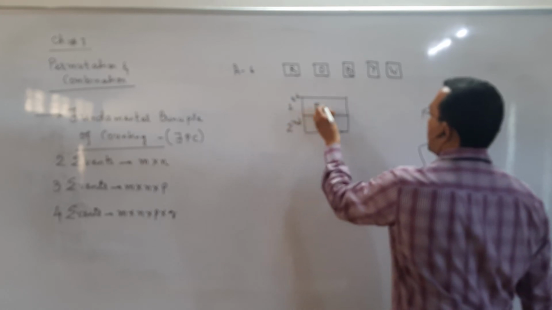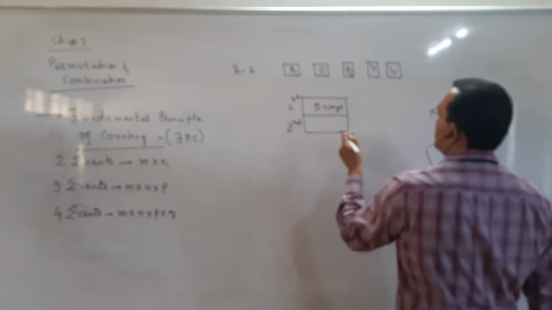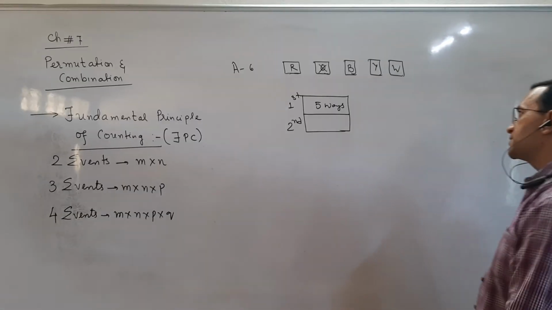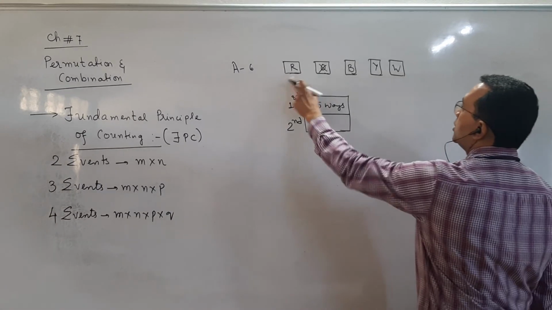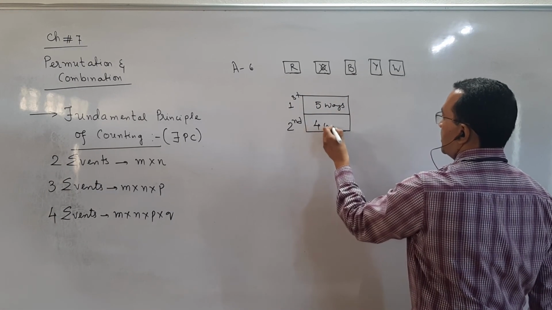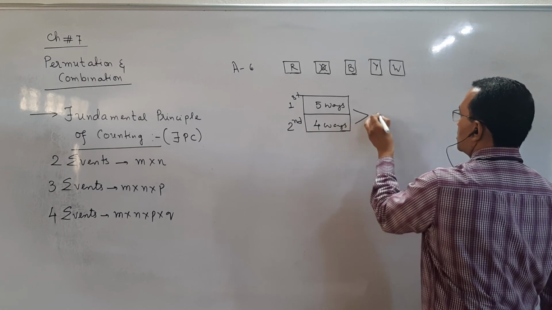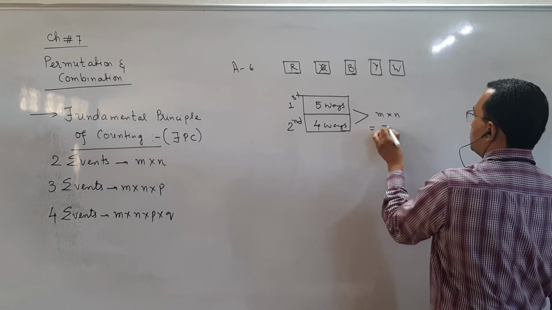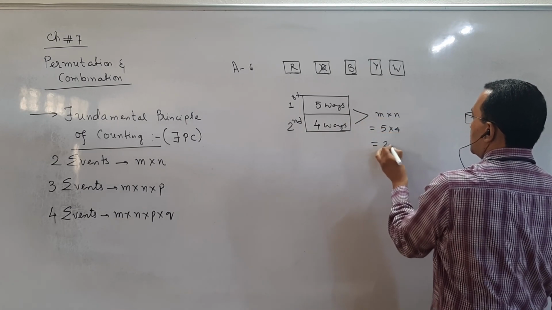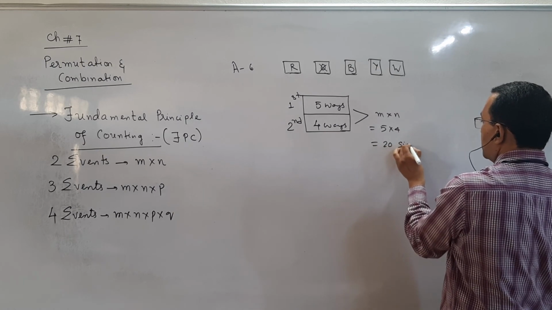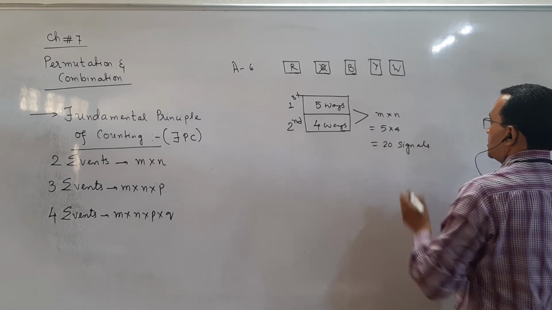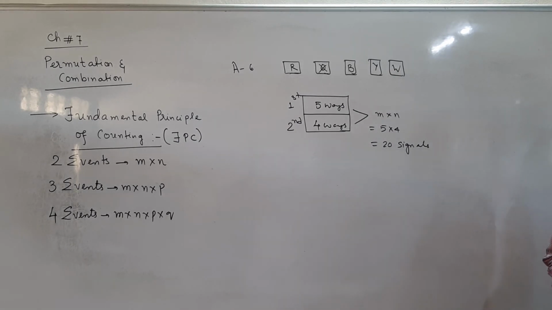Now, for the first flag, I have 5 options. Suppose the orange color flag is first. For the second flag, I have only 4 options. A flag cannot be repeated. So, the total number of signals formed according to the fundamental principle of counting is 5 into 4. That is 20. If there were signals of 3 flags, then 5, 4, 3. For 4 flags, then 5, 4, 3, 2, like that.